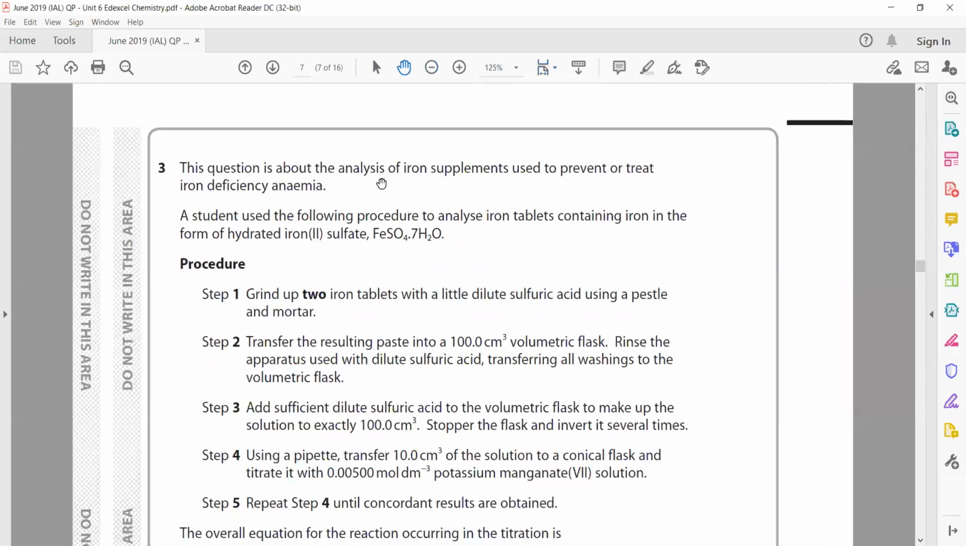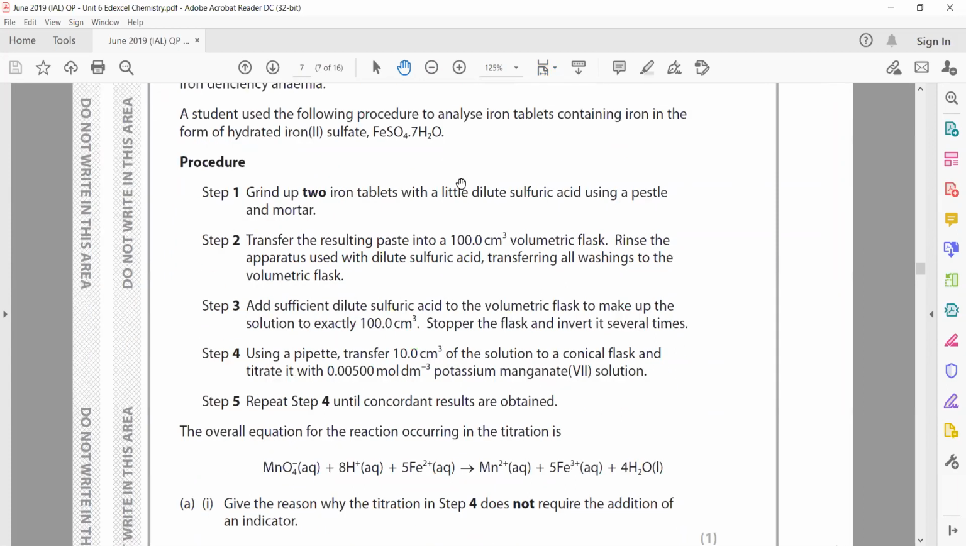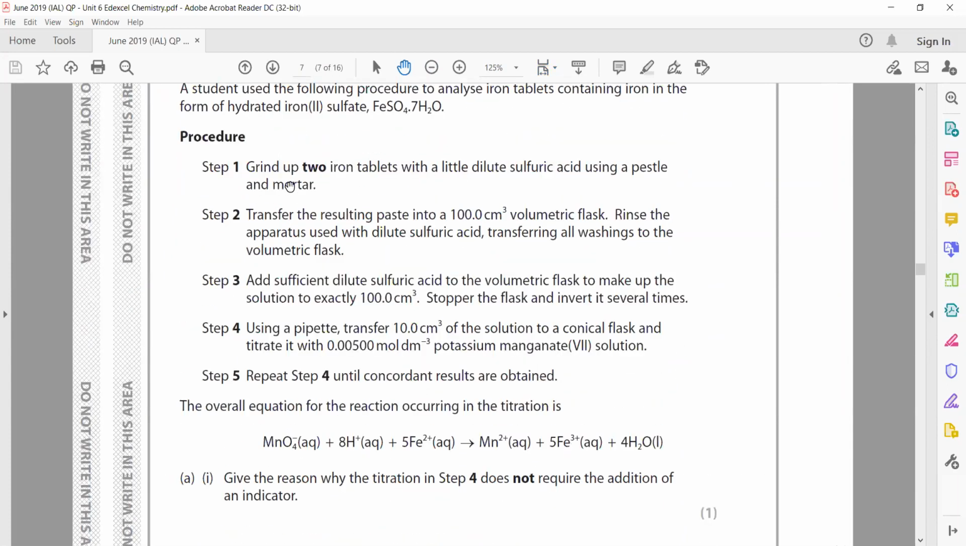This question is about analysis of an iron supplement used to prevent or treat iron deficiency. A student used the following procedure to analyze iron in the tablet. Grind up 2 iron tablets in a little dilute sulfuric acid using a pestle and mortar. Transfer the resulting paste into a 100 cm³ volumetric flask. Rinse the apparatus with dilute sulfuric acid and transfer the washings. Add dilute sulfuric acid to the volumetric flask to make up to 100 cm³, then stopper the flask and invert several times to mix thoroughly.